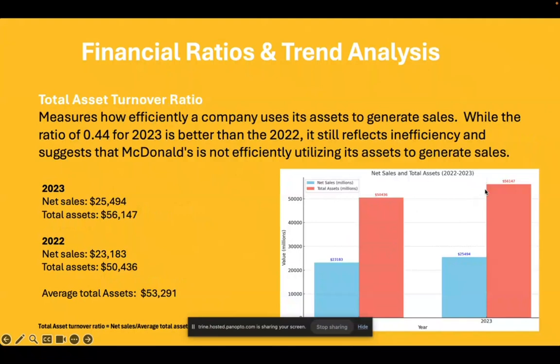Total asset turnover ratio reflects how a company uses its assets to generate sales. While a ratio of 0.44 is better, as it has improved from 2022, it still reflects inefficiency and suggests that McDonald's is not efficiently using its assets to generate sales.